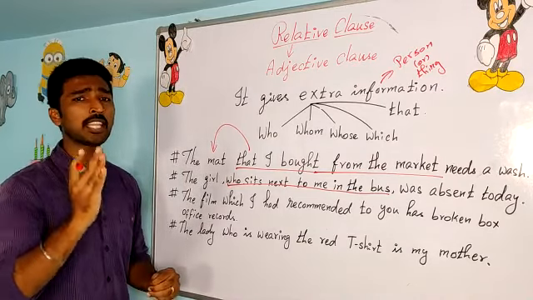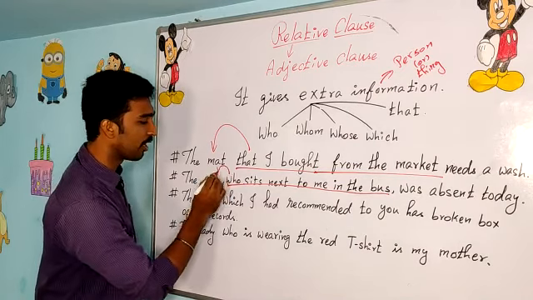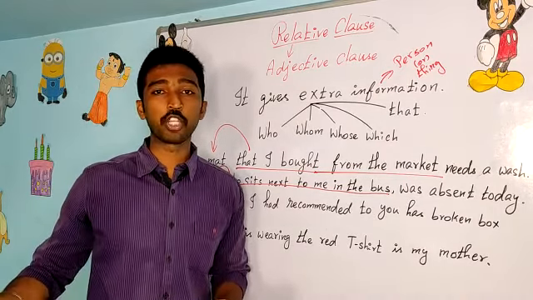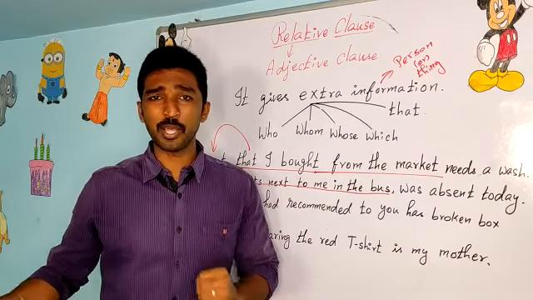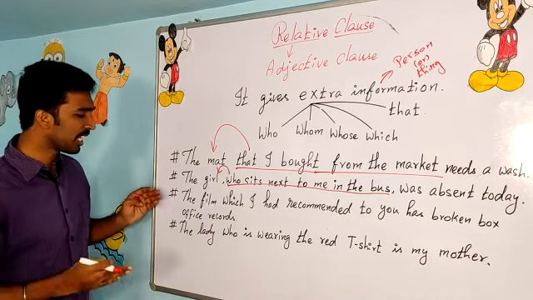And here we have added the additional information. Who is that girl? The girl who sits next to me in the bus. I'm speaking about the girl who sits next to me taking the bus and that girl was absent. Let's go to the next sentence.